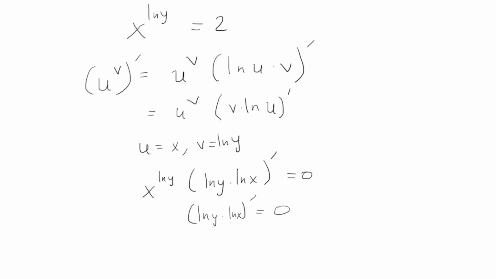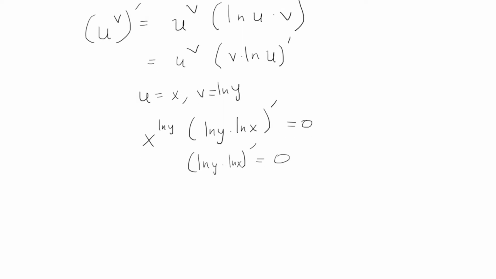And now let's find the derivative. For the derivative, we have to use the product rule. First, take the derivative of ln of y. That's 1 over y times y prime. If you want, you can write dy over dx in place of y prime. That's the derivative of ln of y, and then we're going to multiply it by ln of x. Now I'll take the derivative of ln of x and multiply it by ln of y.